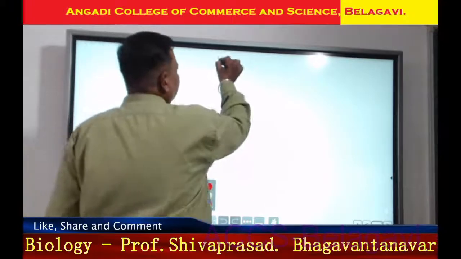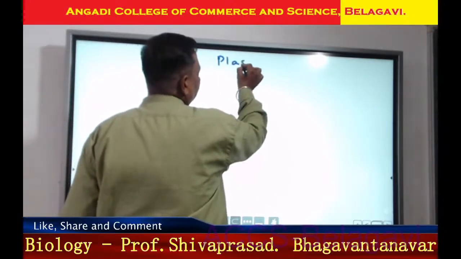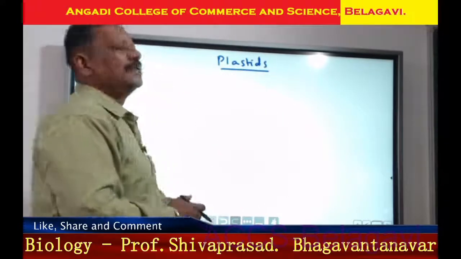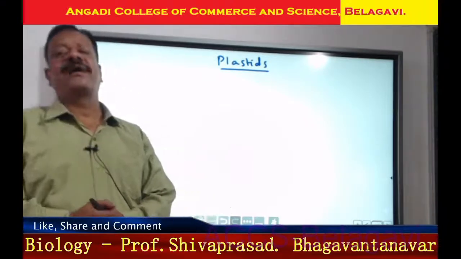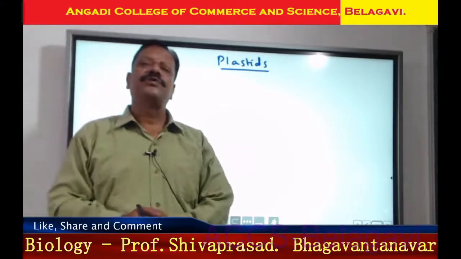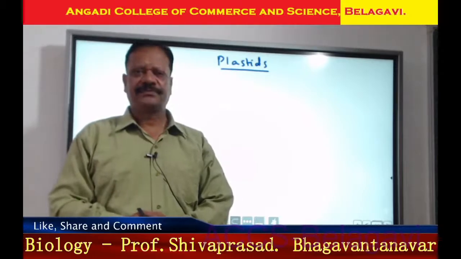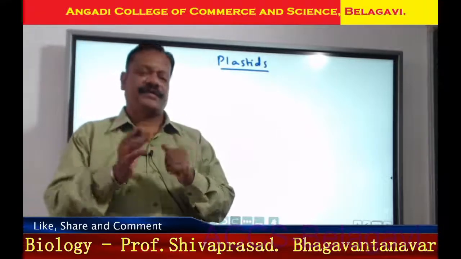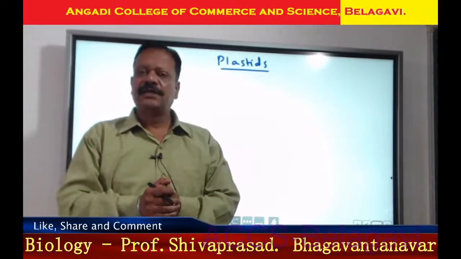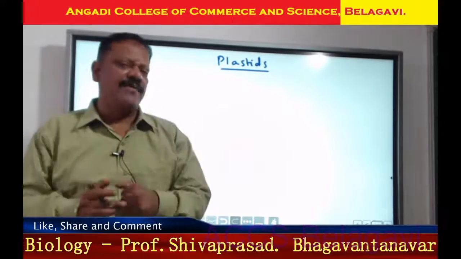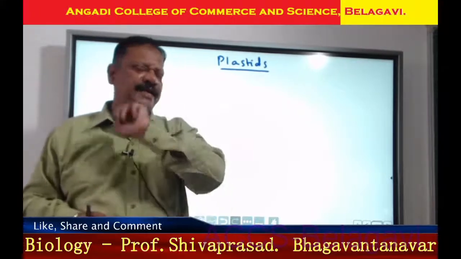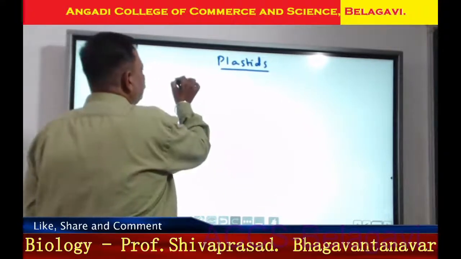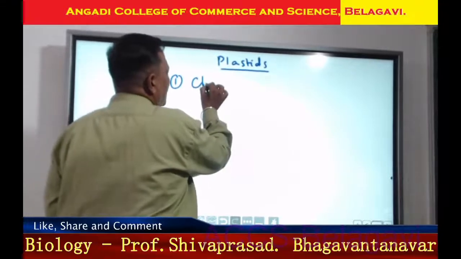Now the plastids. Plastids are colored pigments which are found in the plant body. Plastids are divided into different types, usually three types. Which are those three types? First of all, one we call chloroplast.